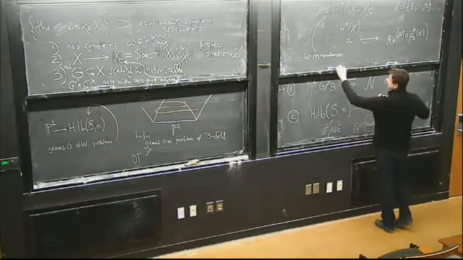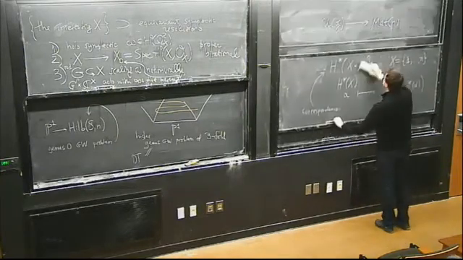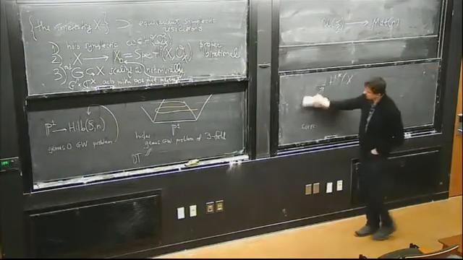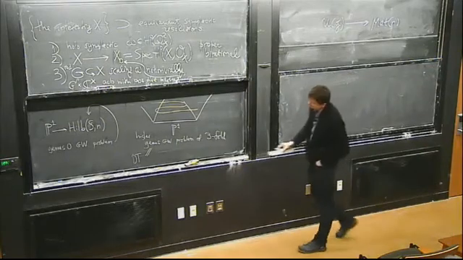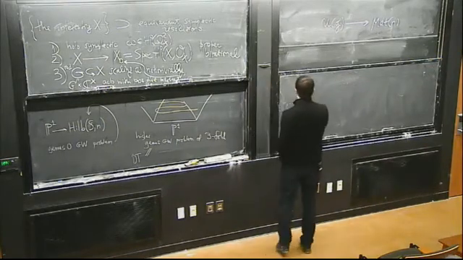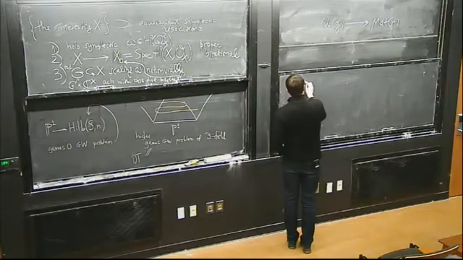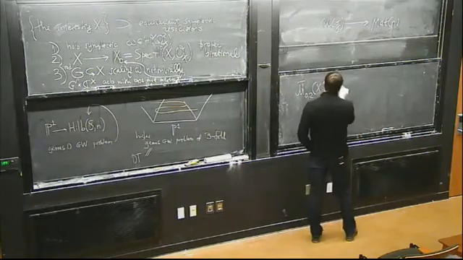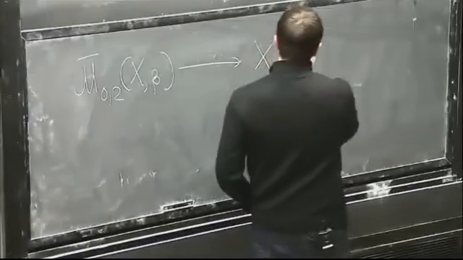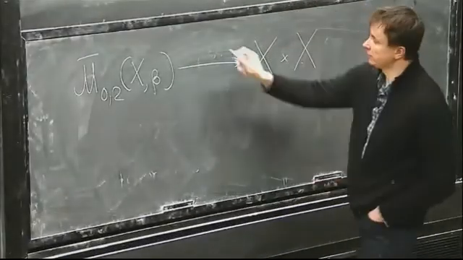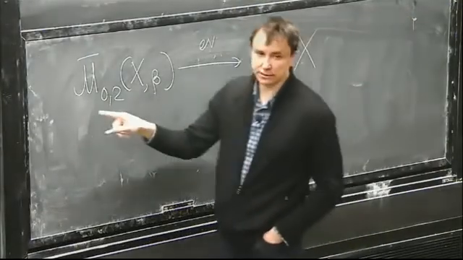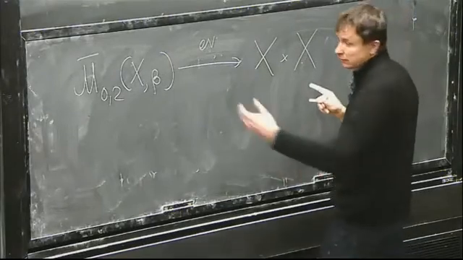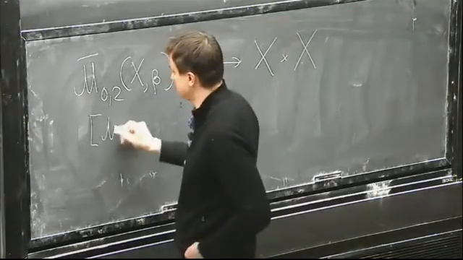So I remind you what we were dealing with. We looked at the moduli space M_{0,2} bar of X with some class beta, mapping to X cross X by the evaluation map, and we were interested in pushing forward the virtual fundamental cycle of that.